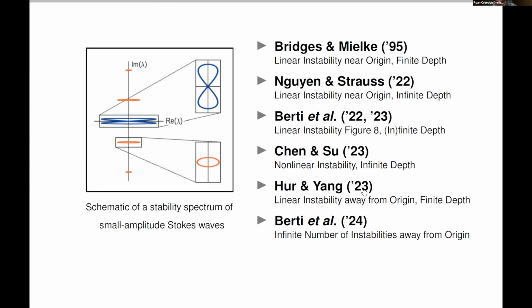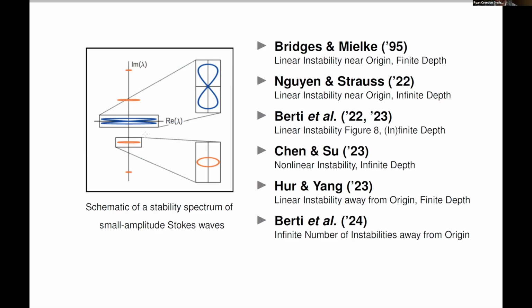That corresponds to the modulational instability. There was a work by Chen and Su in 2023 that followed the work of Wahlén and Strauss, extrapolating their linear stability results in infinite depth to conclude some nonlinear instability results about the Benjamin-Feir instability, which is very impressive. To date it is the only nonlinear instability result that we have at our disposal for these Stokes waves. Later in 2023, there was a paper by He and Yang that was the first to consider what happens away from the origin with these high frequency instability bubbles. They proved the existence of the first one on the imaginary axis closest to the origin in finite depth.